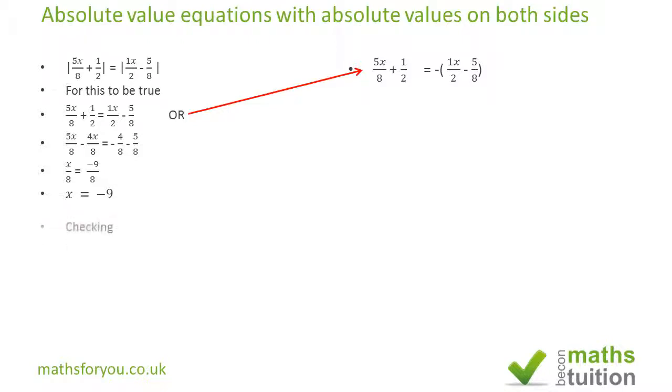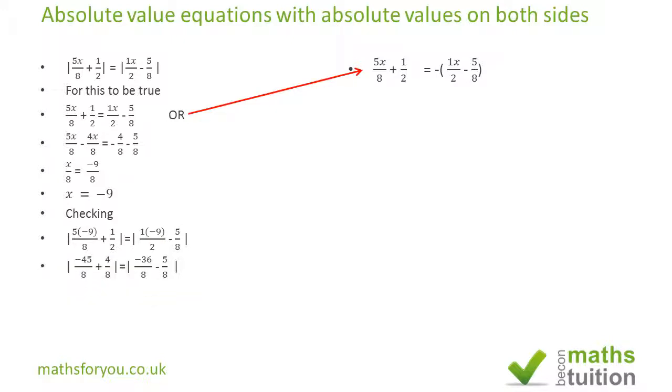Now to check if you're right, if we then substitute minus 9 into the original absolute value expressions, we have that 5 times minus 9 divided by 8 plus a half is equal to 1 times minus 9/2 minus 5/8. And in this case here, we'll have to change that to an equivalent fraction with a denominator of 8. So that then becomes 4/8, and that then becomes 36/8. And that's what we've got here.